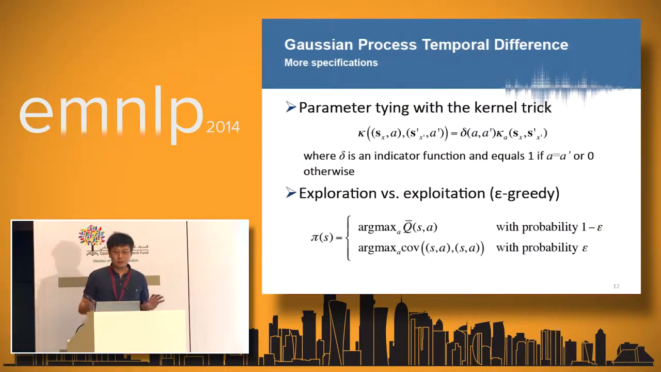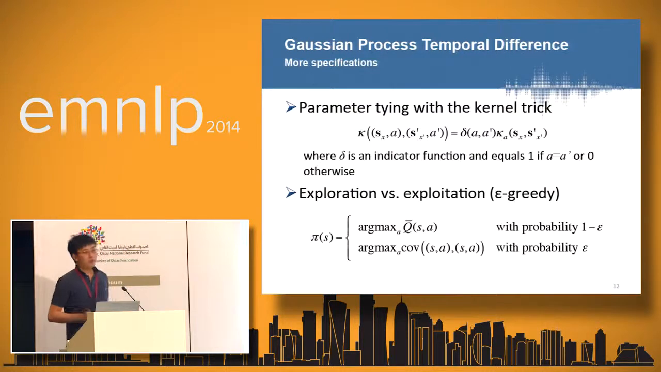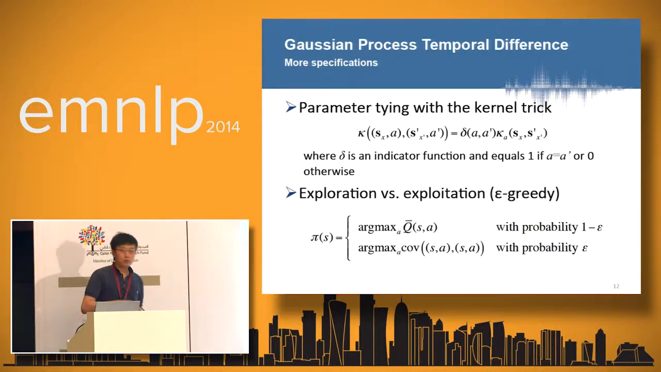But we played the parameter tying trick. Correspondingly, what happened to the kernel function is only the two points that correspond to the same action type will have an actual kernel value. The others will be zero.